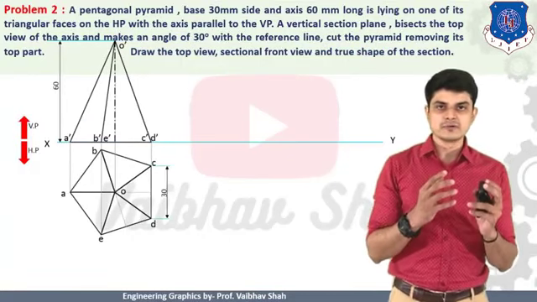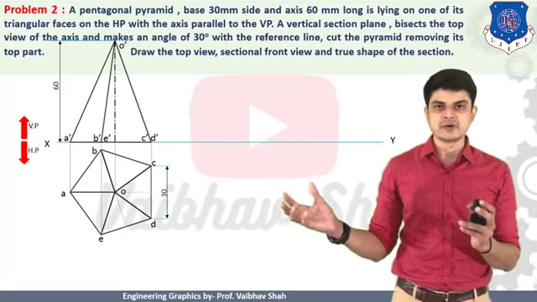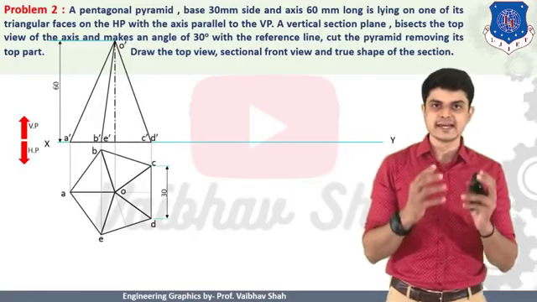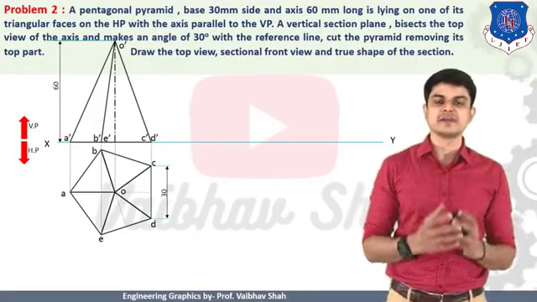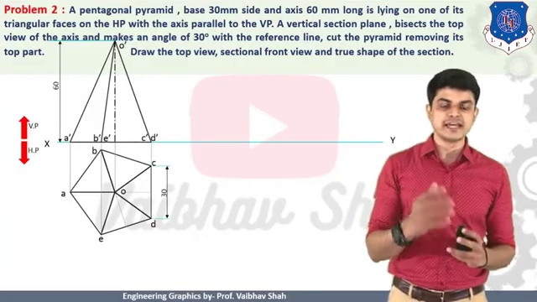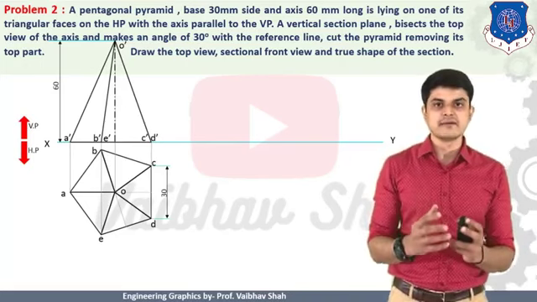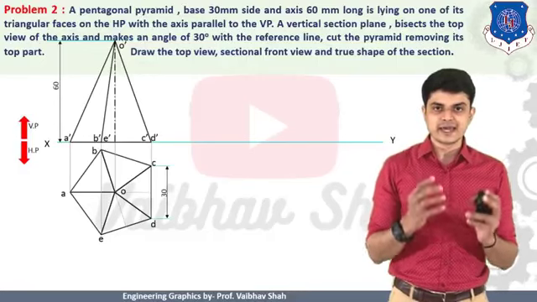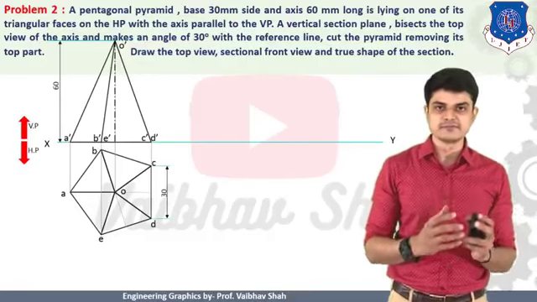Now let us observe: is this the true position in which I have placed my pentagon in HP? Let us check. Here in the example we say that you should put the pentagon in such a way that one of its triangular faces must be resting in HP. That means your pentagon will be in HP itself, but on the triangular face. So your triangular face must be on the right hand side while drawing your pentagon in HP. That must be the case.